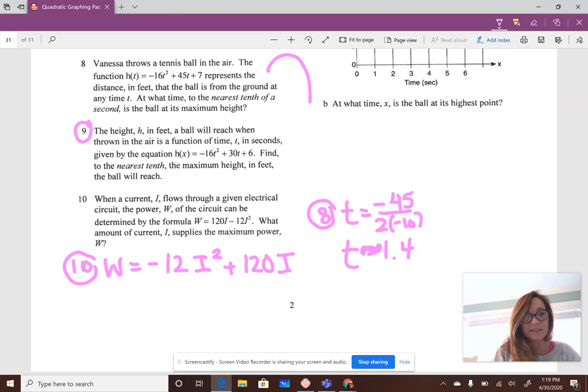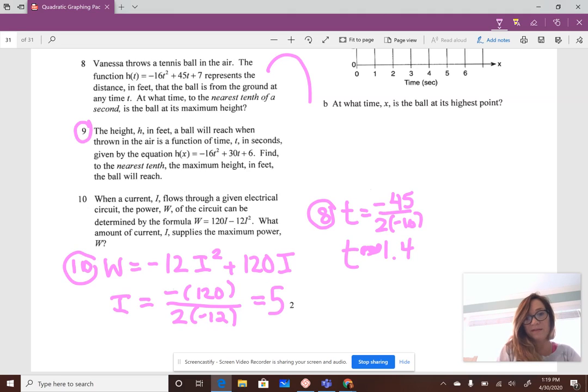When a current I flows through a given electrical circuit, the power W, so this is a little bit of physics, of the surface can be determined by W. I believe W is for watts. What is the amount of current? So I want the I, so I want x is equal to negative b over 2a, but in this case it's an I. Negative 120 over 2 times negative 12. Negative 120 divided by negative 24 is equal to 5.